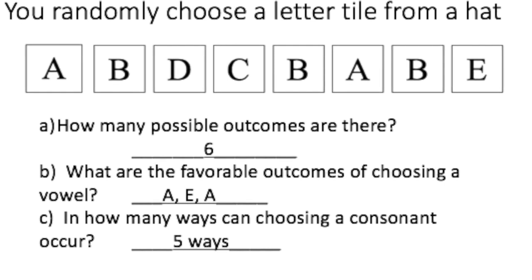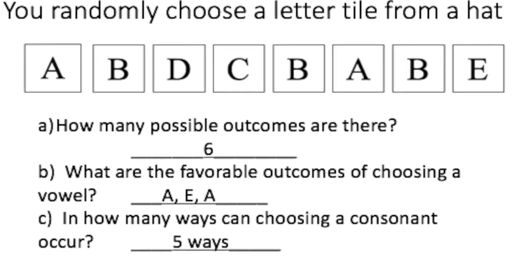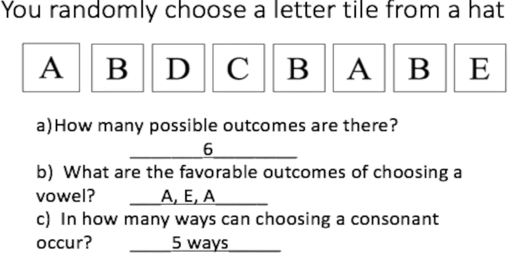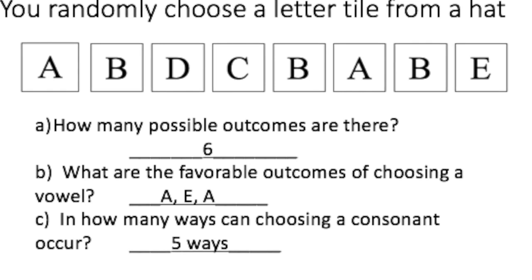Our next question asks, how many ways can choosing a consonant occur? The correct answer is 5. We know this because we have 8 letters and 5 of them are consonants.